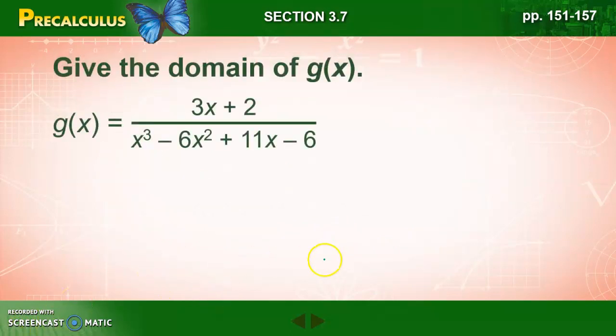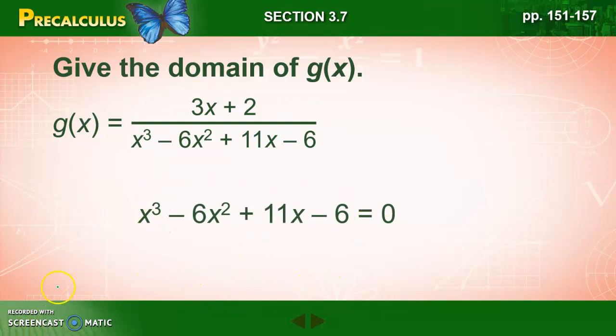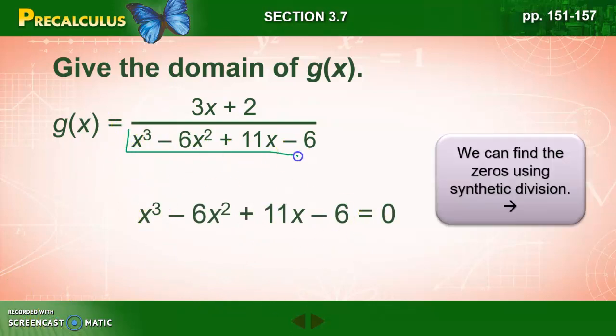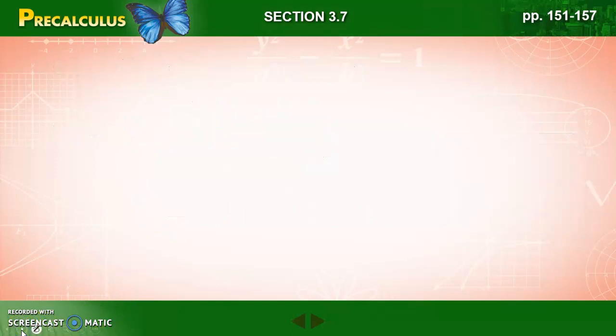Let's give the domain of g of x. Again, all we need to worry about is our denominator here. The denominator cannot be equal to 0. So let's find all the values of x that make it 0. So we're going to set that equal to 0. If it were factorable, we could easily find those numbers. This one is not factorable, but we can find the zeros using synthetic division.